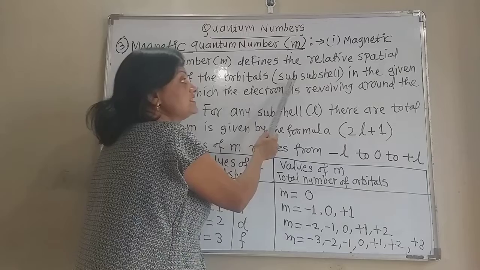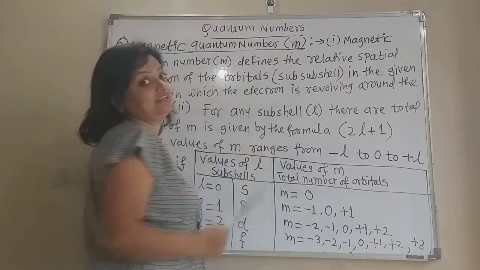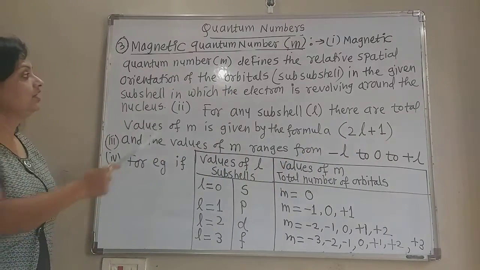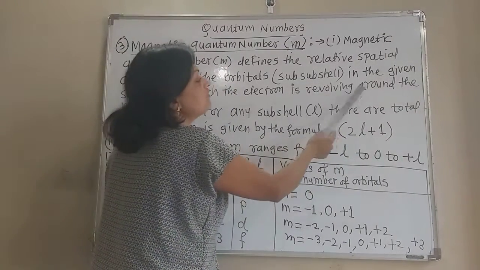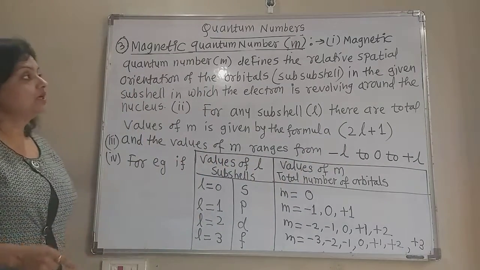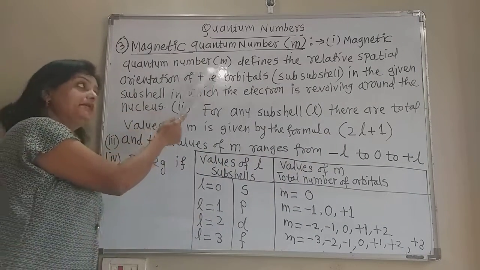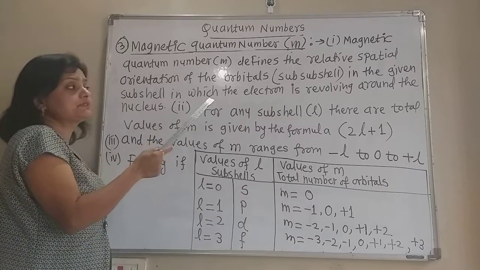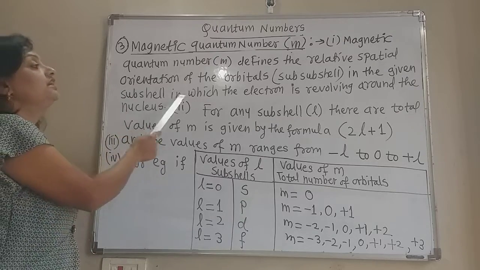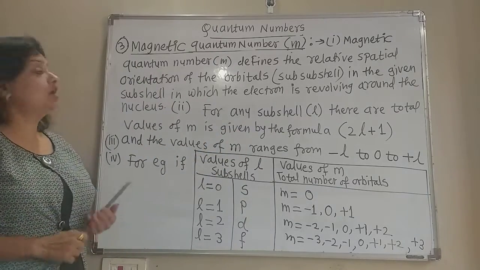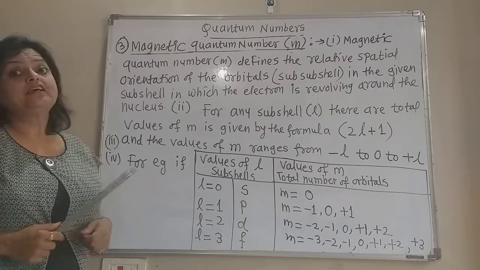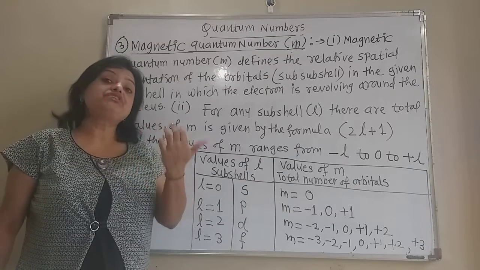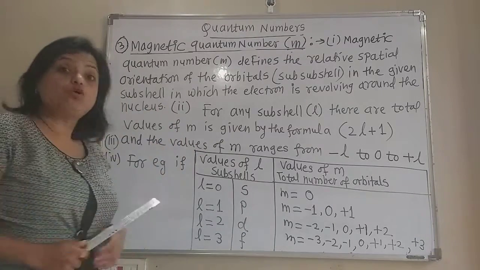Orbitals are present in the given subshell, in which the electron is revolving around the nucleus. This magnetic quantum number m defines the relative spatial orientation of the orbital present in the subshell in which the electron is revolving around the nucleus. In this way, the very finer division, that is the orbital, is given by this magnetic quantum number.